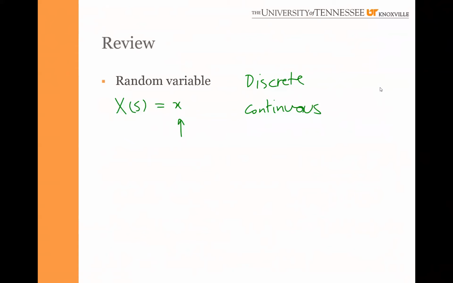Perfect. Number of students present in class. What about continuous? What we are trying to measure for the most part in reliability engineering: time to failure. Time to failure can be a random variable that maps to time, so it maps to a point on a line. That's continuous.